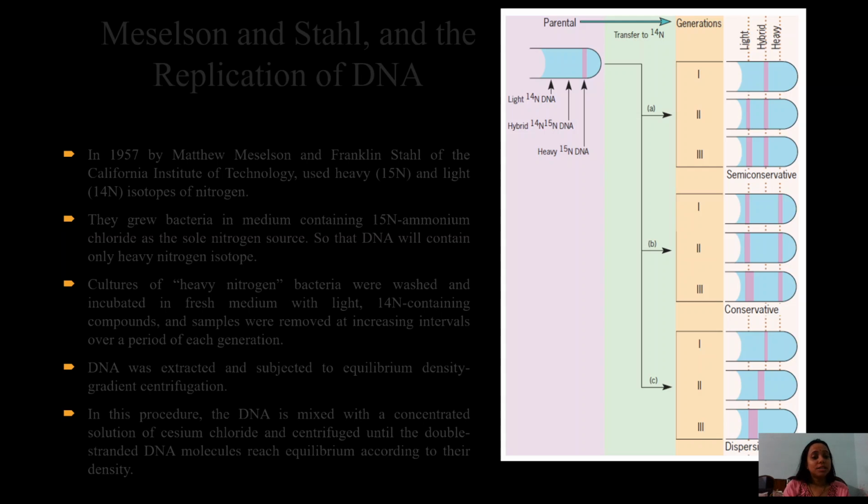Afterwards, the DNA was extracted and subjected to equilibrium density gradient centrifugation. They extracted the DNA and did the density gradient centrifugation, in which they mix the DNA with cesium chloride and centrifuge, separating the double stranded DNA molecules according to their density.